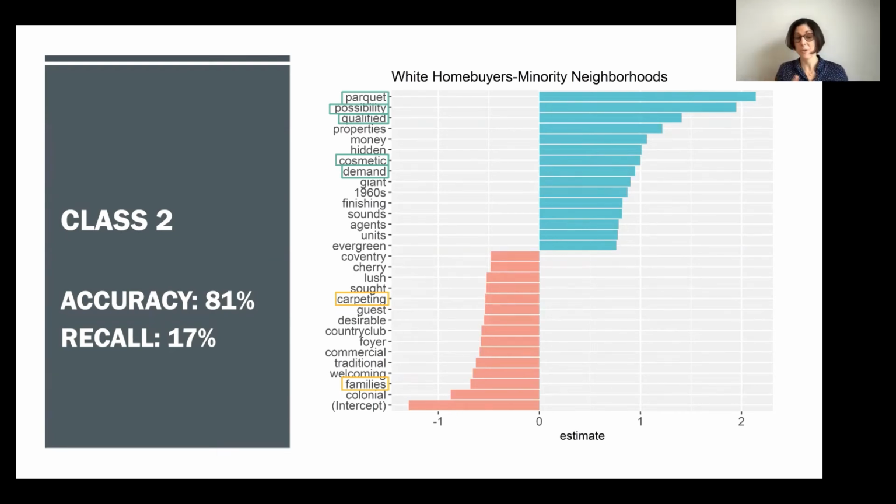And then words that are negatively associated, families, right? So who's not moving into these gentrifying neighborhoods: families. It's not very welcoming places. They also don't have carpeting or guests.